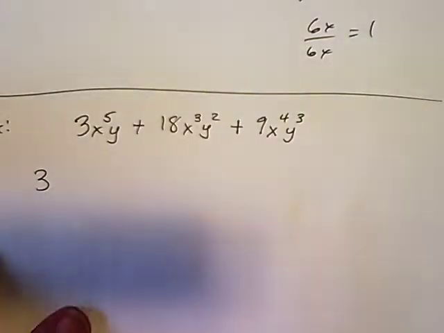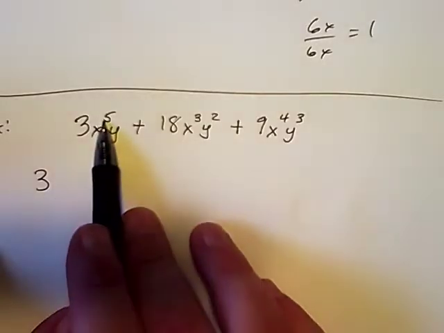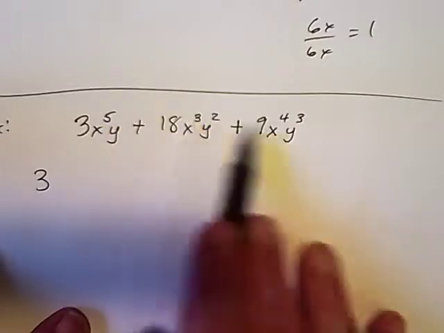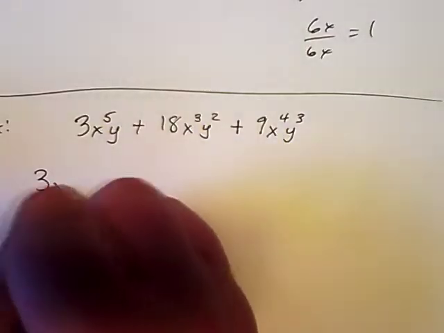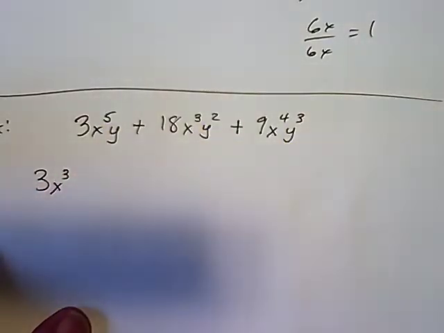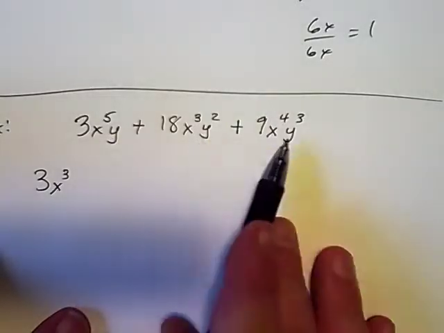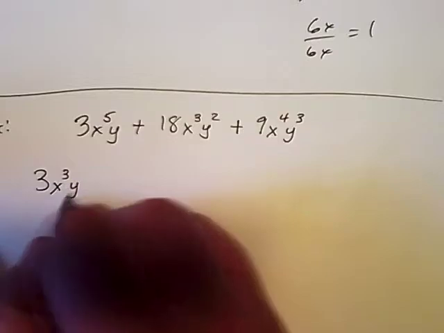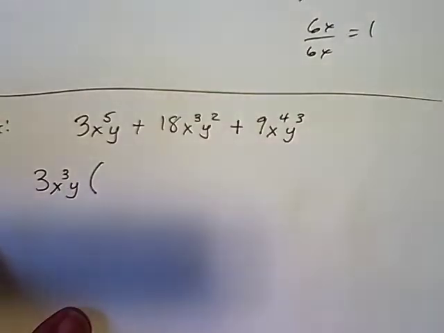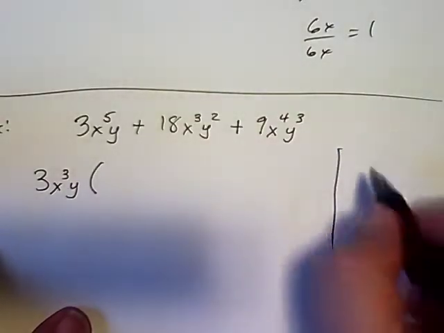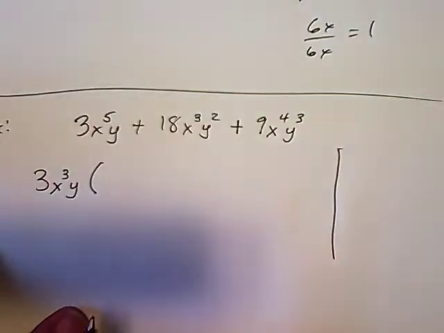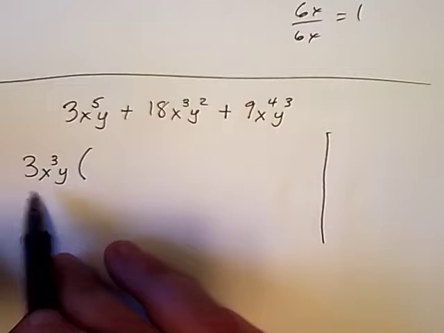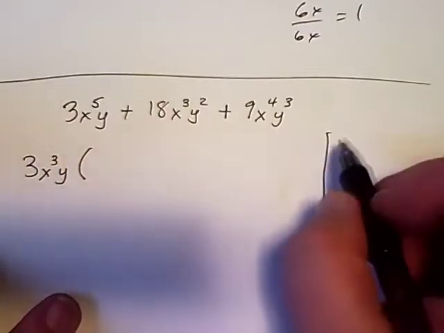And now I'm looking for the smallest exponent. X to the 5th, x to the 3rd, x to the 4th. So the smallest one between a 5, 3, and a 4 is a 3. So I'm going to bring out x to the 3rd. And now I have a y squared, y to the 3rd. The smallest one between the y's is a y to the 1st power. So I'm going to bring that guy out. And now again, over here on my scratch paper, this is where I'm going to do my division. I take each term and divide it by what my greatest common factor is.